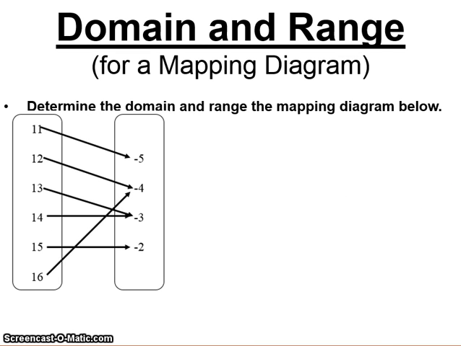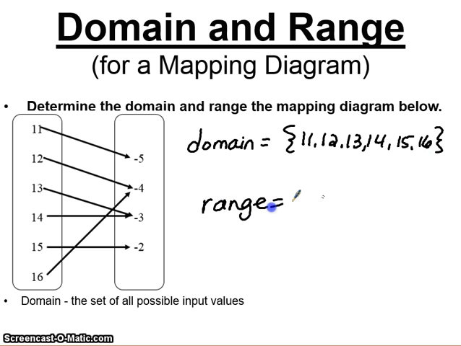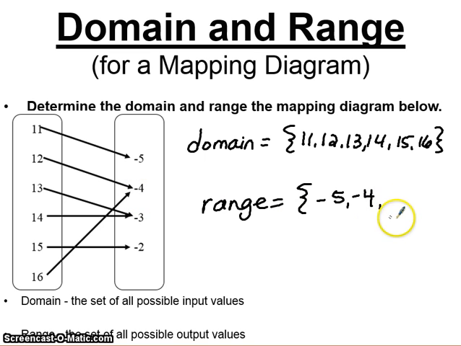Let's look at another mapping diagram. Remember, the domain is a set of all input values, and we'll find that on the left side of a mapping diagram. So the domain for this situation is 11, 12, 13, 14, 15, and 16. The range is the values that can be outputted by the inputs. We find the range on the right of a mapping diagram, so the range is -5, -4, -3, and -2.